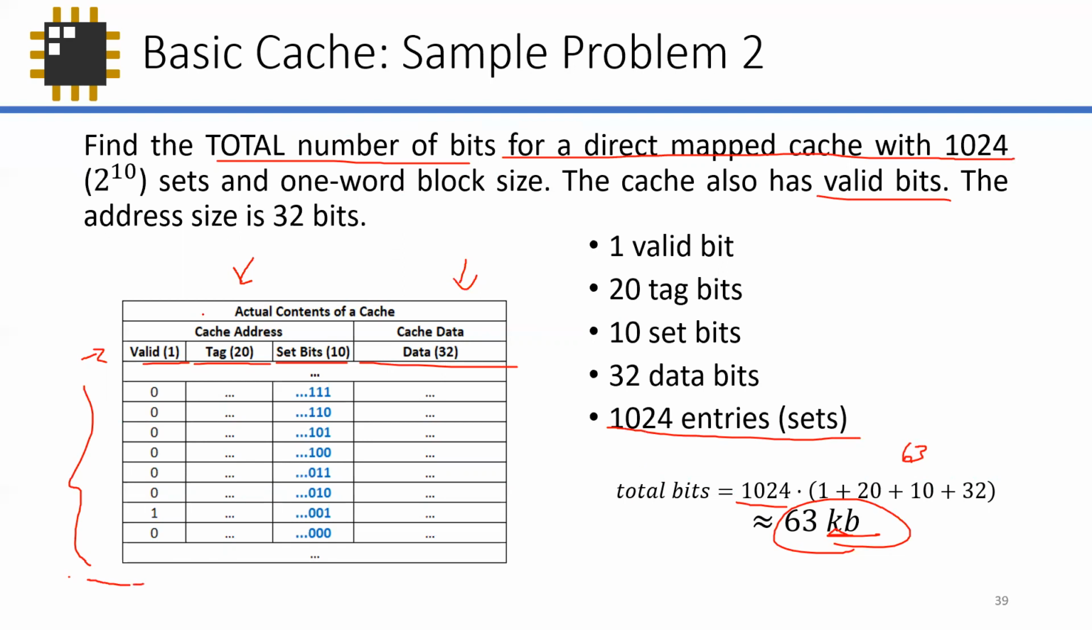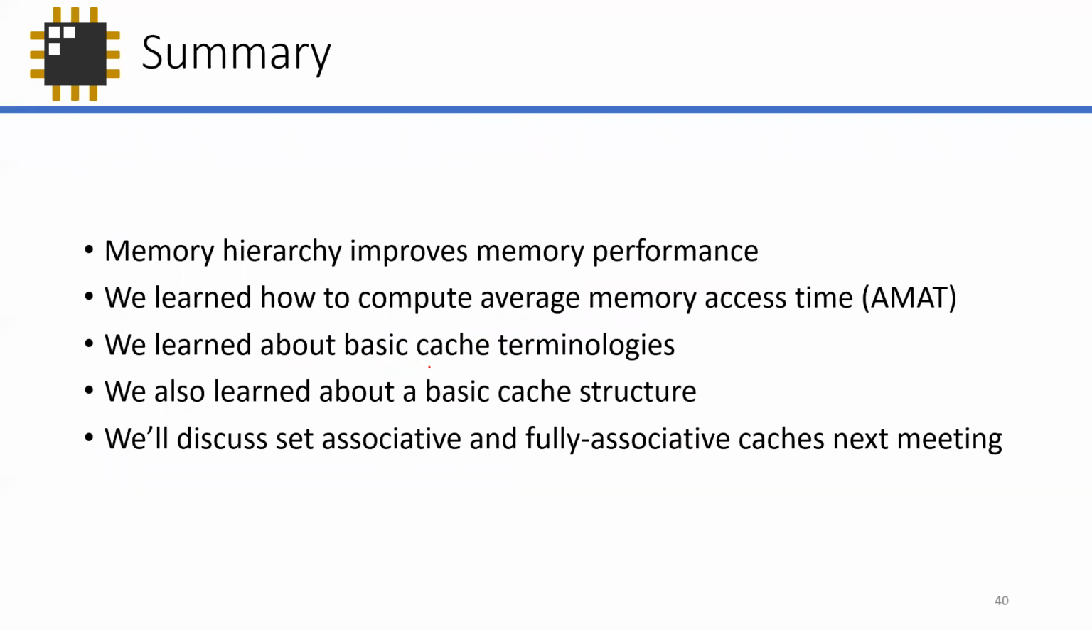Okay? So that's pretty much it, it's a very simple example. All you have to do is just draw it and then map it out. All right? Good. So in summary, memory hierarchy improves memory performance. We learned how to compute the average memory access time. That's the second component. Basic cache terminologies, basic cache structure.